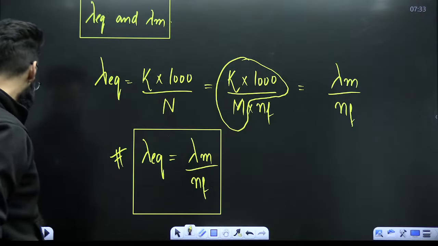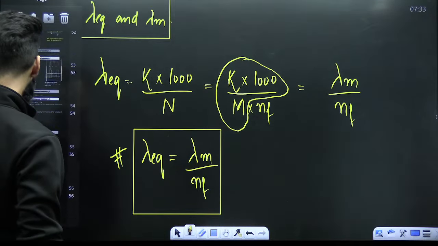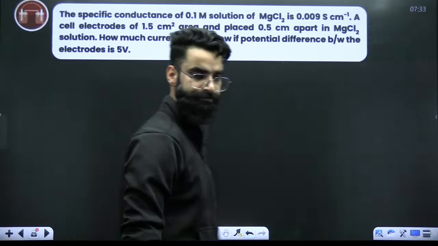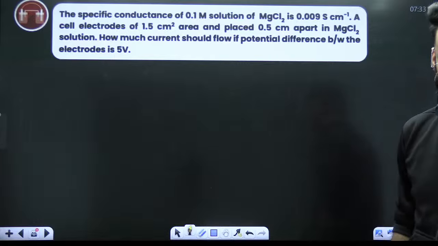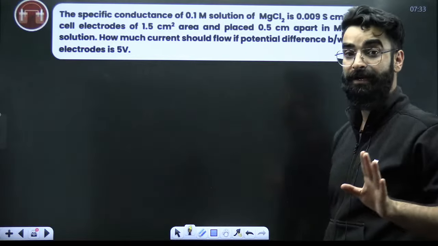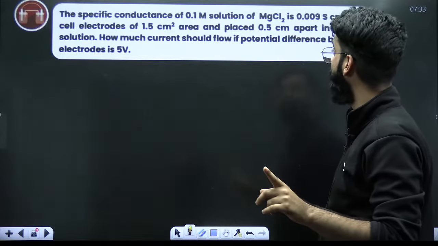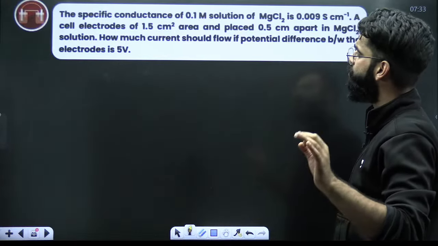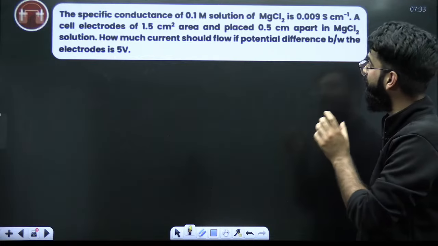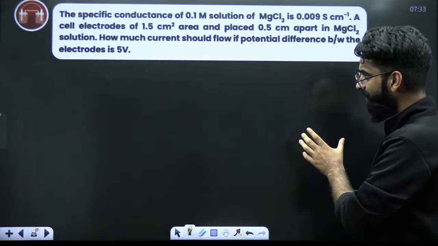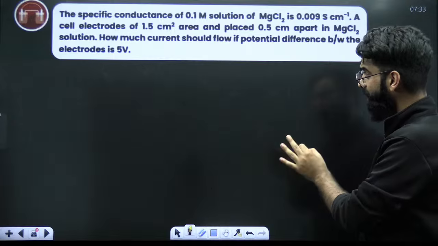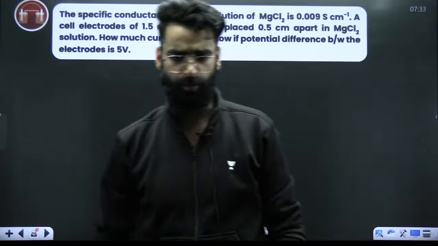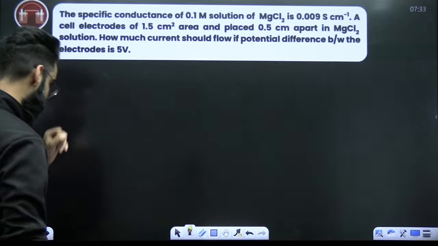Let's try to do a few questions on the same concepts which we have discussed. Then we'll move on to a few other concepts too. Look at this particular question, guys. The specific conductance, which means conductivity, of 0.1 molar solution of MgCl2 is given. The cell electrodes of 1.5 centimeter square area are placed 0.5 centimeters apart in the solution. How much current should flow if potential difference between electrodes is 5 volts? What are we supposed to calculate? We are supposed to calculate current, right?